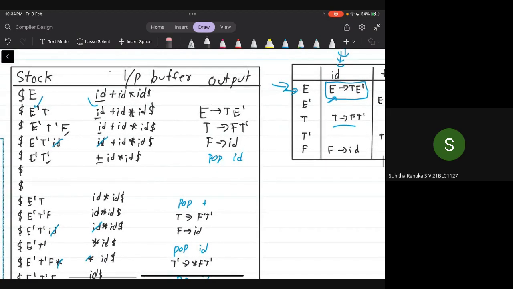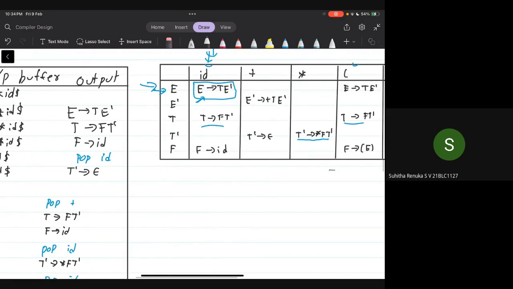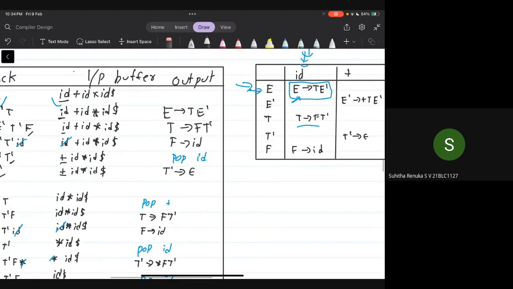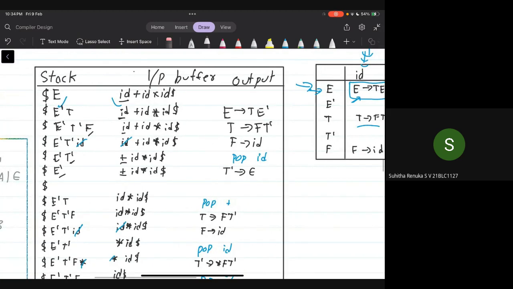Oh, okay. So T dash goes to epsilon here. So you'll just write E dash, T dash will be gone, and then plus ID star ID dollar. Now check E dash and plus. Wait, pop ID. You asked me to check for T dash and plus. T dash and plus is the epsilon. Oh, okay. T dash goes to epsilon. Okay, T dash is gone.